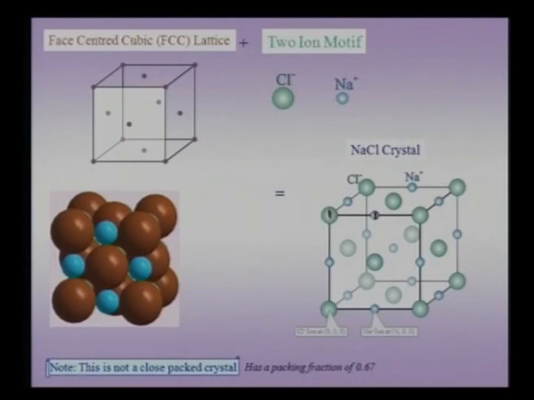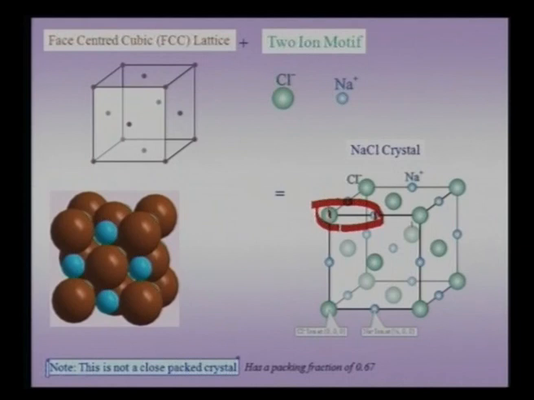So to go over this concept once again, I have used an FCC lattice, and I have used a 2-ion motif. The motif would obviously be a combination of a single ion of sodium and a single ion of chlorine. This motif decorates every lattice point. So if this lattice point is decorated by a sodium and a chlorine, so will this lattice point be decorated by a chlorine and a sodium. And it is left as a mental exercise to the reader that if I decorate every lattice point with this kind of a motif, then I would get the crystal as shown in the figure.